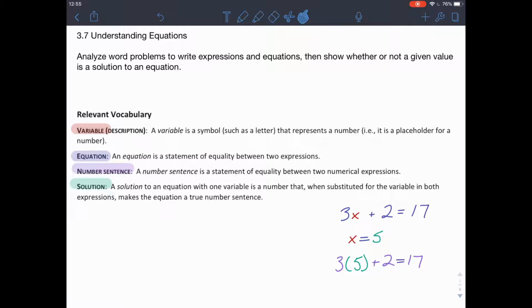Remember, the variable is a letter or symbol that represents a number, such as x. An equation is a statement of equality between two expressions. It will always have an equal sign. A number sentence is a statement of equality or an equation between two numerical expressions. So it's an equation with no variables.